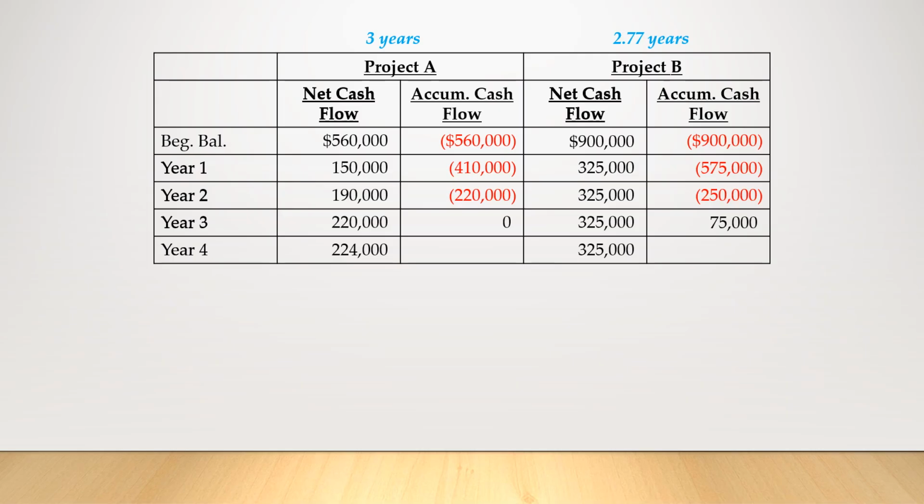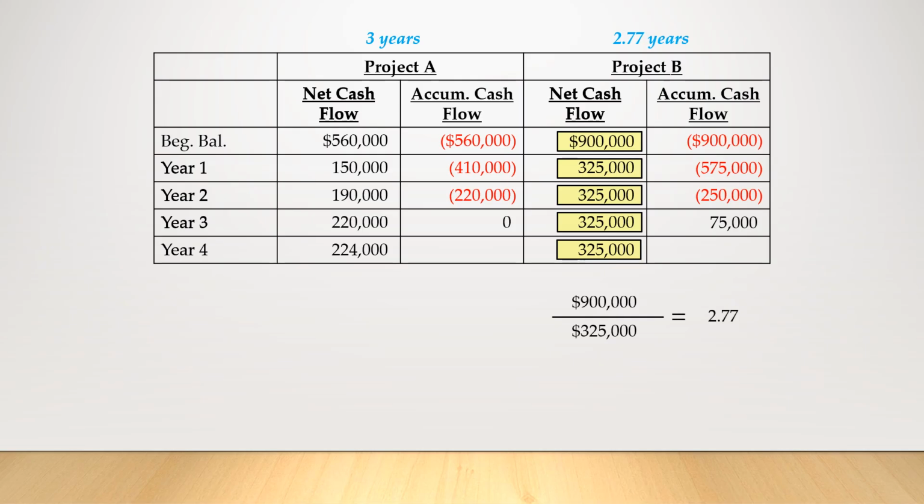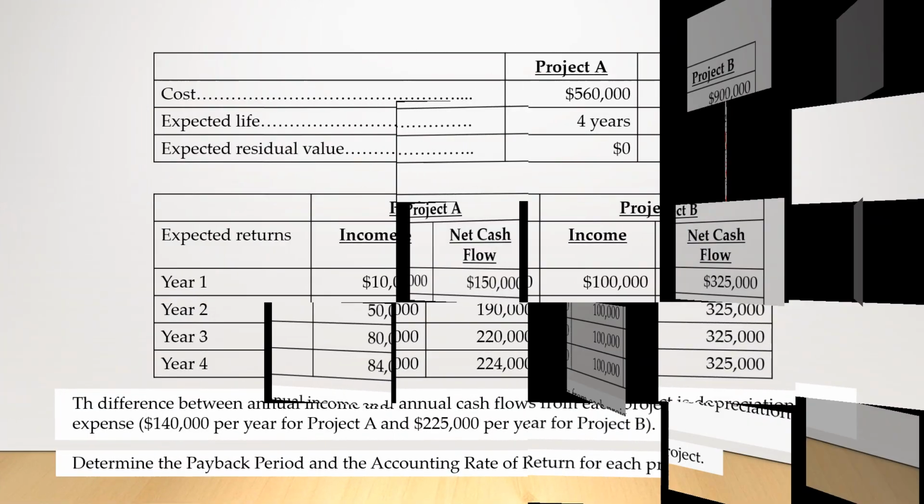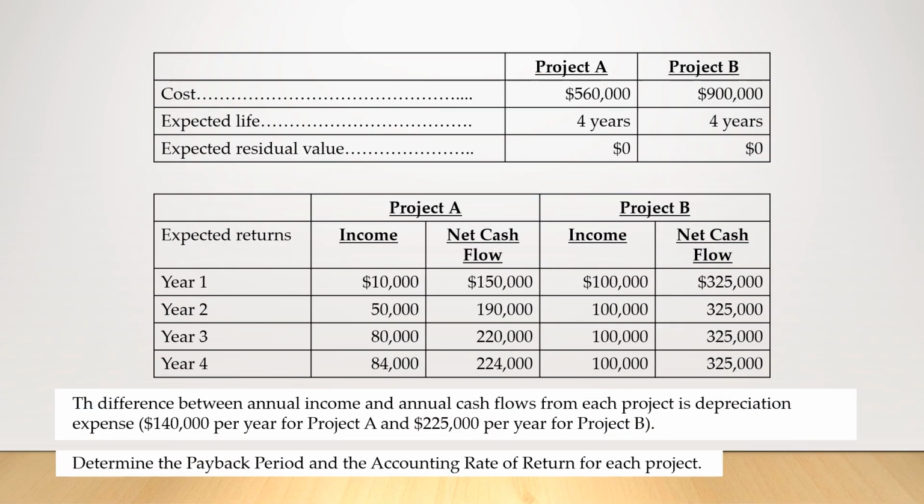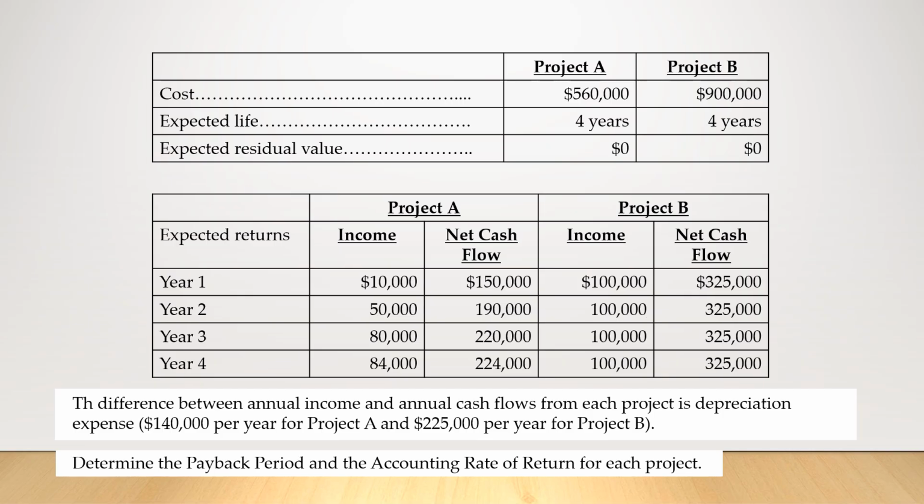Yet another way you can solve this problem if cash flows are even each year is to merely divide the initial investment by the annual cash flow. Which is 2.77. Allow me to make some space to record our results.